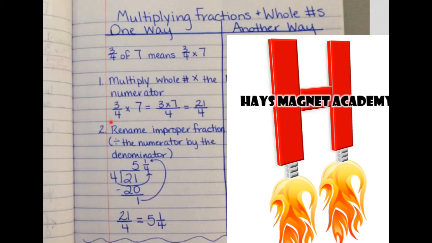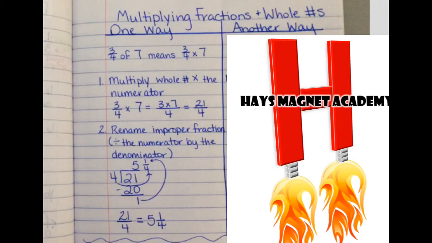Then we have step 2, where you will rename the improper fraction. 21 over 4 is improper, so we have to rename that fraction into a mixed number. You're going to divide the numerator by the denominator. So the numerator is 21, the denominator is 4. You're going to divide 4 into 21. 4 will go into 21 5 times. 5 times 4 is 20. Subtract, you get a remainder of 1.